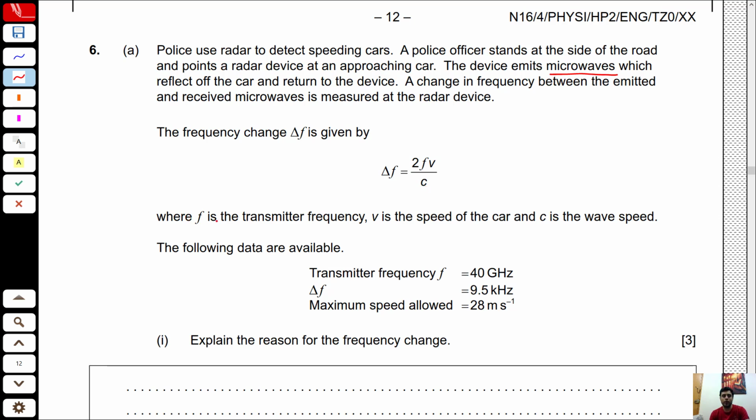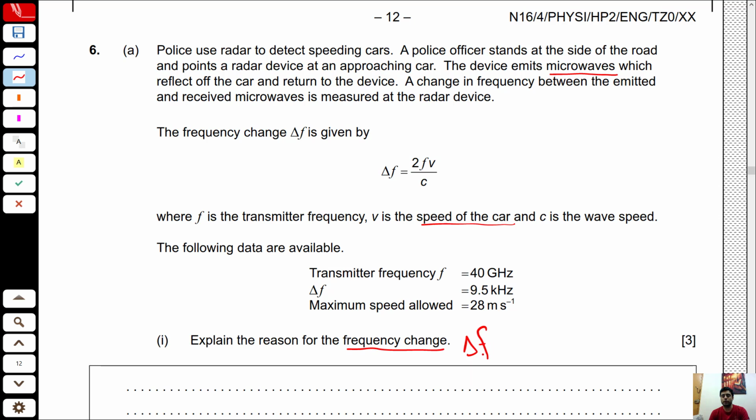Where F is the transmitter frequency, V is the speed of the car, so it looks like the car is the observer and is moving with some velocity, and C is the wave speed, which is equal to the speed of light because it's an electromagnetic wave. The following data are available: transmitter frequency, delta F, and maximum speed allowed. Explain the reason for the frequency change. Now, why is there a delta F, a change in frequency? So why does the frequency change?